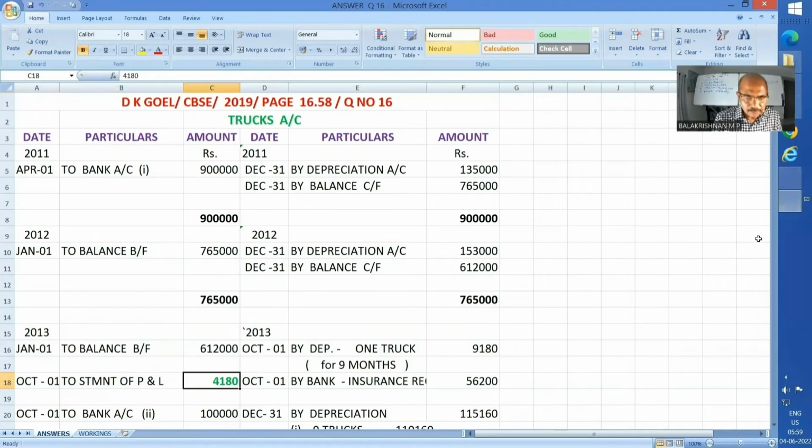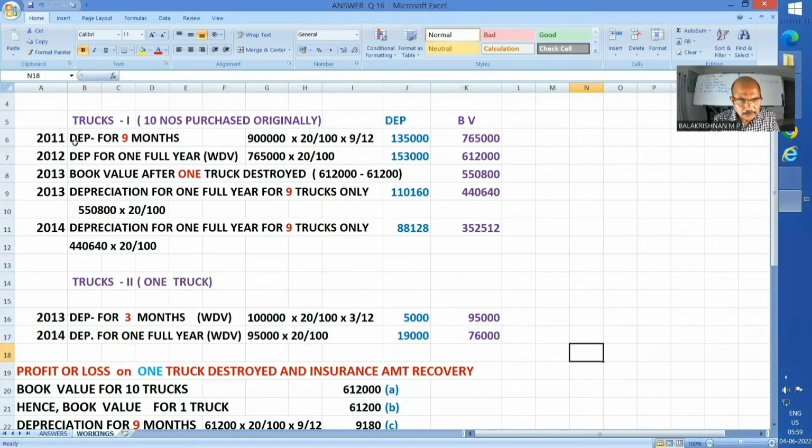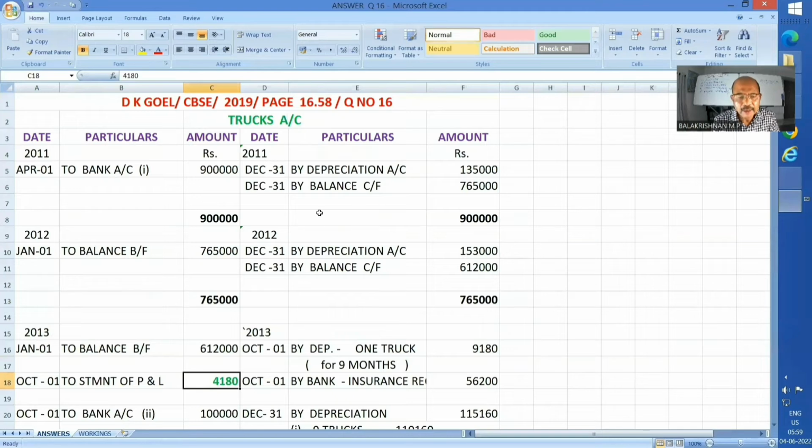Well, first year depreciation workings, 2011. I've been careful enough to calculate it for 9 months because of April; I'm not taking it for 1 year. I understand the calendar year is the financial year. So 9 months, 20% rate, proportionately 1,35,000. That I have shown here. And a balance in my account. Total the heavier side, put it, balance carried forward. Fine. Bringing it next year. Since it is just a single lot, I am not showing any breakup.